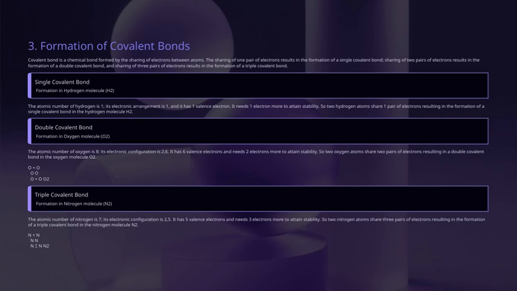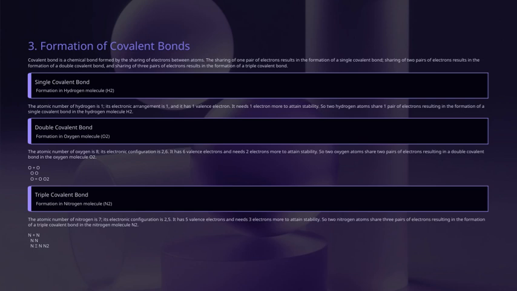Each oxygen atom has 6 valence electrons and needs 2 more to be stable. Therefore, 2 oxygen atoms share 2 pairs of electrons, forming a double covalent bond. This sharing helps both atoms complete their octet.